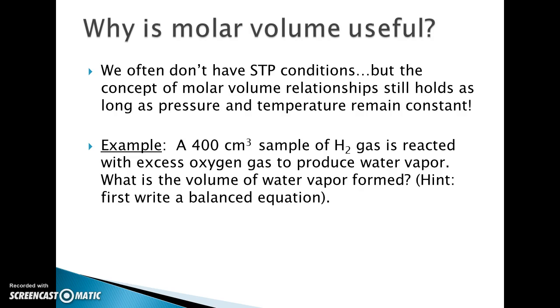A 400 centimeter cubed sample of hydrogen gas is reacted with excess oxygen gas to produce water vapor. Now, centimeters cubed, that's the same as a milliliter. So a 400 centimeter cubed sample would be the same as a 0.4 decimeter cubed sample. And we want to find out what the volume of water vapor formed is. Now you want to first write a balanced equation for the reaction of hydrogen and oxygen to produce water vapor. Okay, so try this problem, pause this, and then resume when you're ready to see the answer.